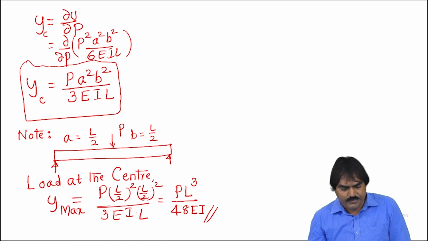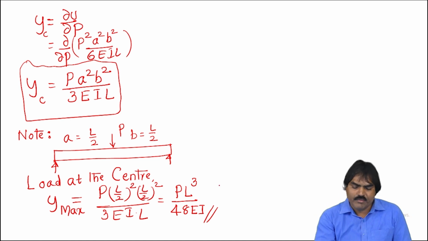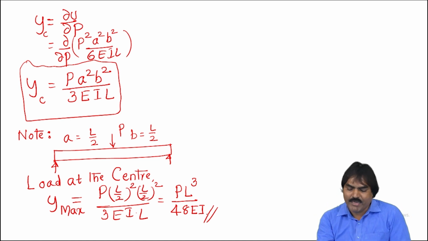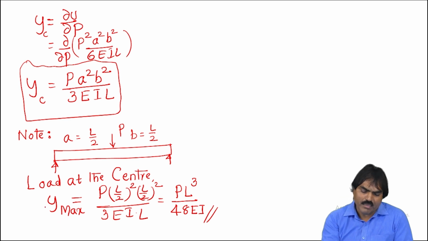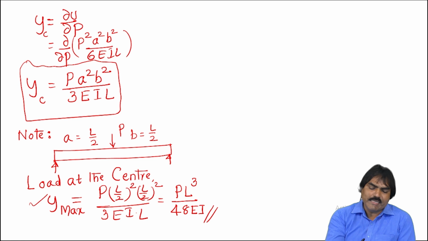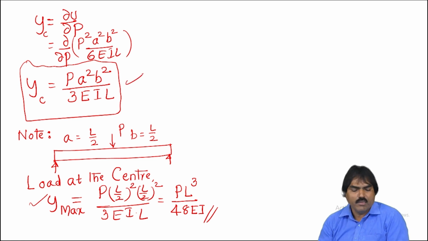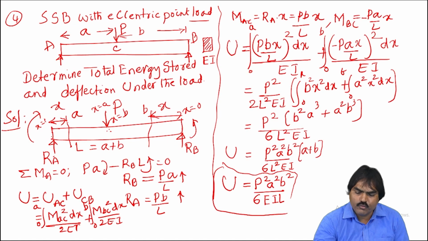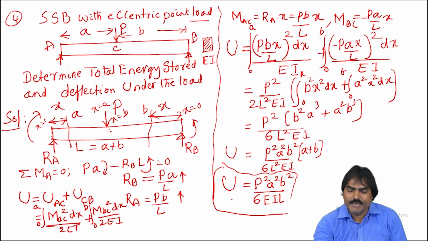So, if the numerical values are given, the cross section is given, load is given, length is given, Young's modulus will be given, I value you can find out, then you can find the maximum deflection at the center. Or if the load is eccentric, by using this equation, we can find the deflection. Or if they ask you to find the energy, you can find it here.